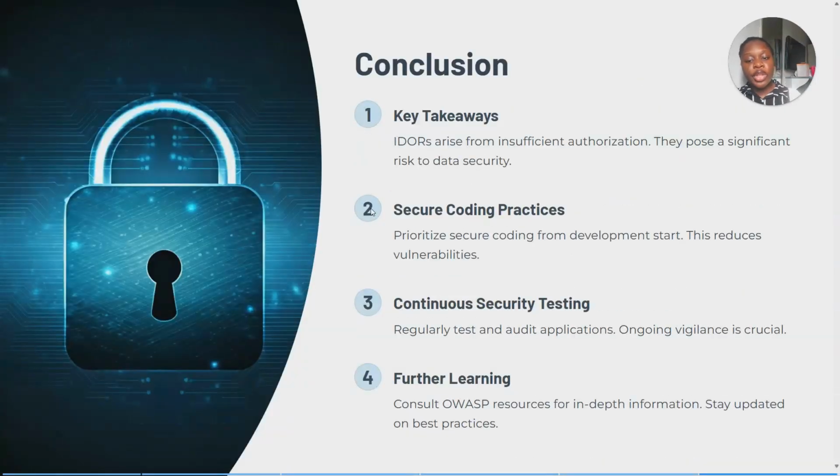In conclusion, IDOR vulnerabilities arise when applications fail to enforce proper access control. They are simple to exploit but can lead to massive data breaches. The solution lies in building secure applications from the ground up, validating access, avoiding direct exposure of sensitive IDs, and continuously testing for security gaps.